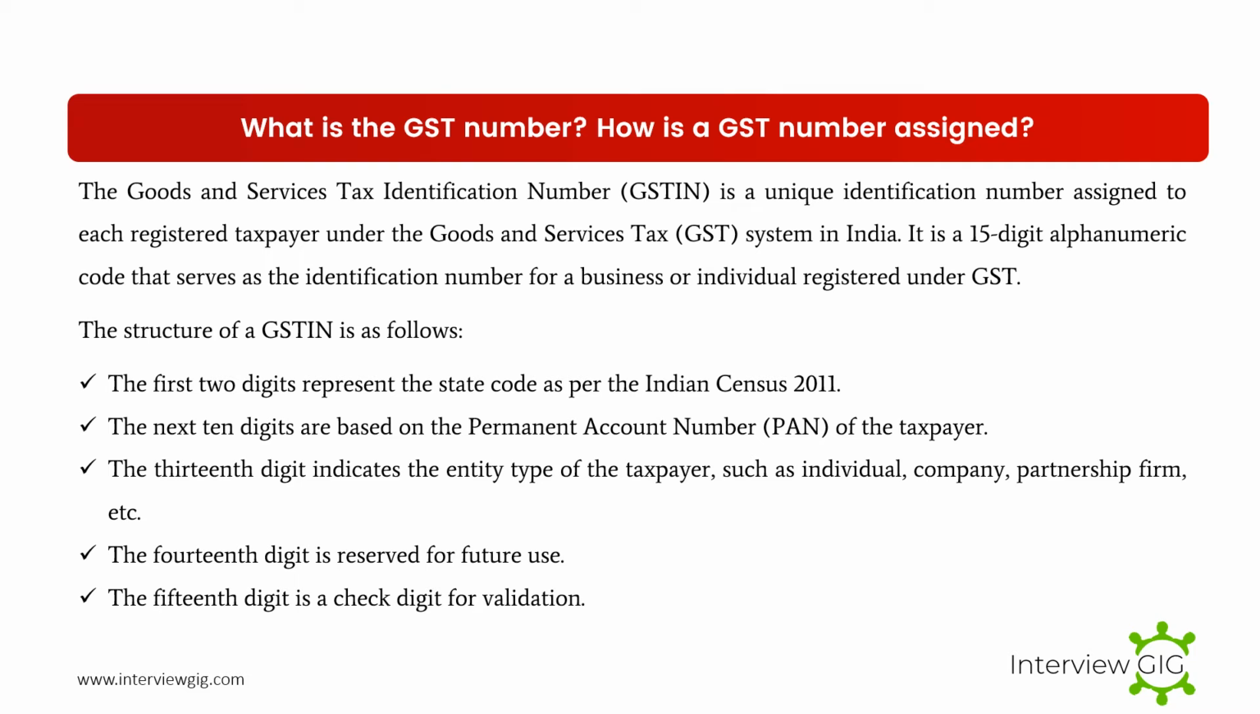The first 2 digits represent the state code as per the Indian Census 2011. The next 10 digits are based on the permanent account number, PAN, of the taxpayer. The 13th digit indicates the entity type of the taxpayer, such as individual, company, partnership firm, etc. The 14th digit is reserved for future use. The 15th digit is a check digit for validation.